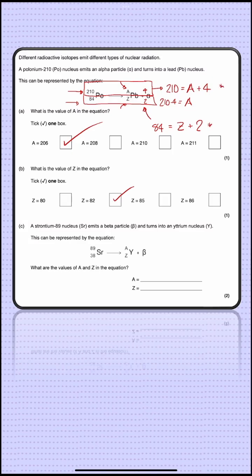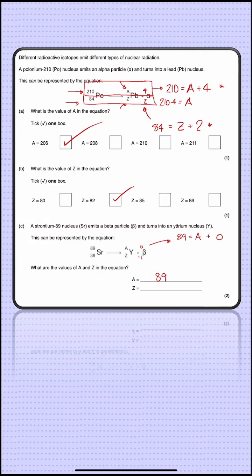All right, next one. We've got another one here with a beta this time. So remember, beta is 0 and minus 1. So let's do the same thing. Let's look at the top part here. 89 is equal to a plus 0. So it's basically 89 minus 0, which stays as 89. Well done, guys.